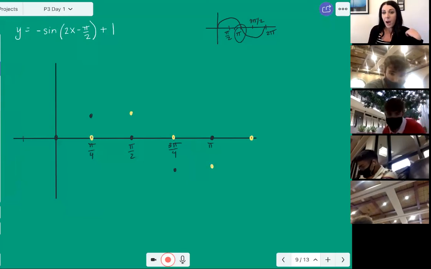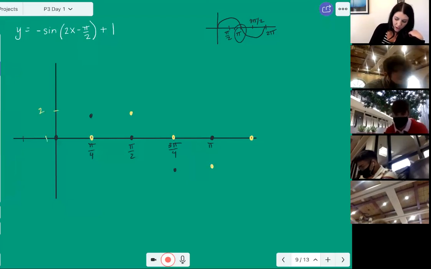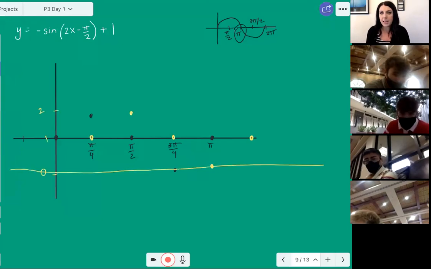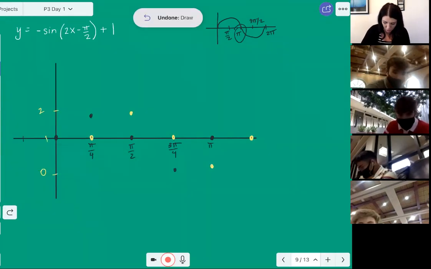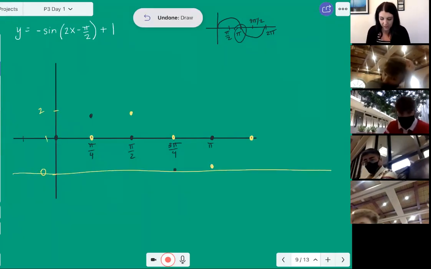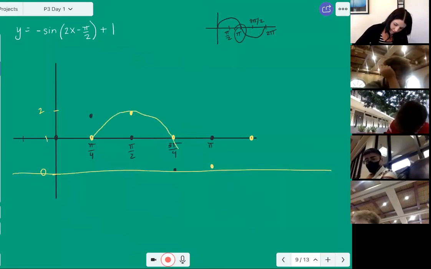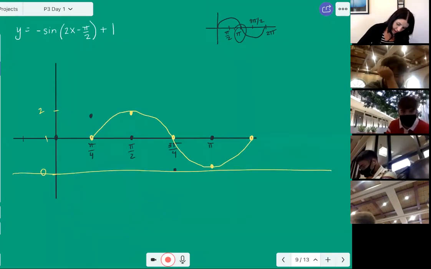Okay. Now I'm going to move the whole thing up by 1. I'm just going to relabel this for now so that this would be 2, this would be 1, and then this would be 0. So actually my x-axis is here. And my midline is there. So my x-axis I've just moved to make it a little easier to see. Okay. Now that graph would look like this. And again, it would continue.